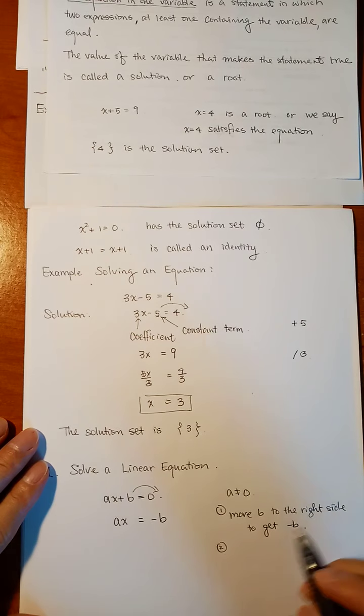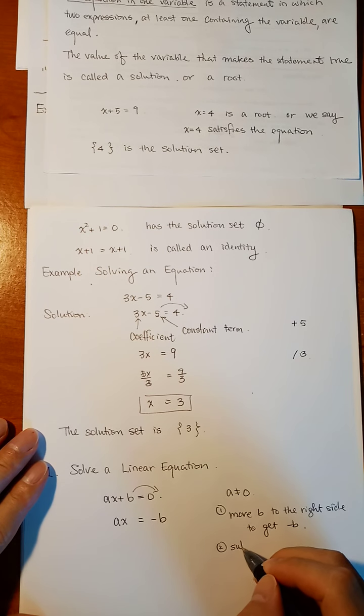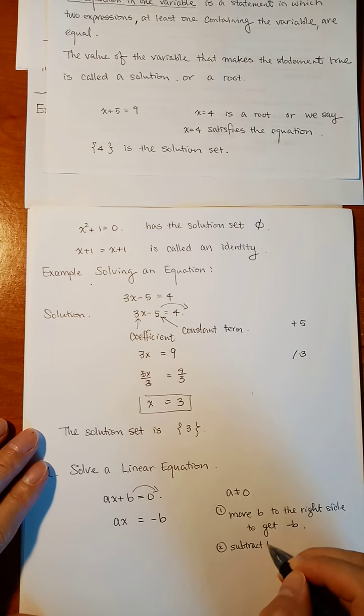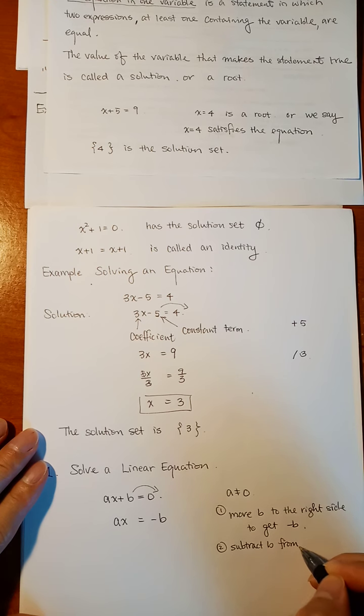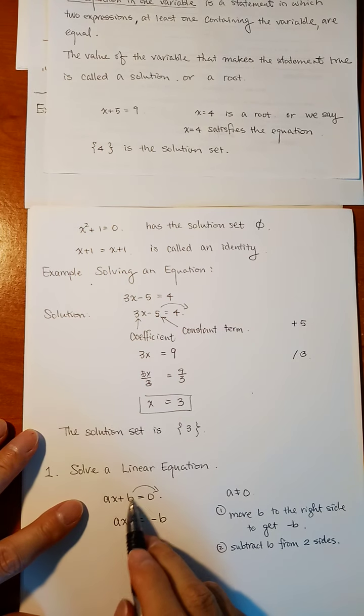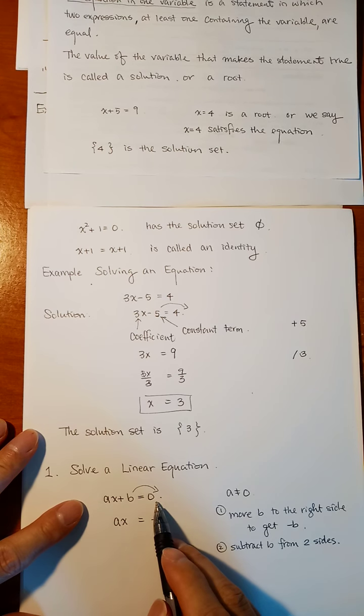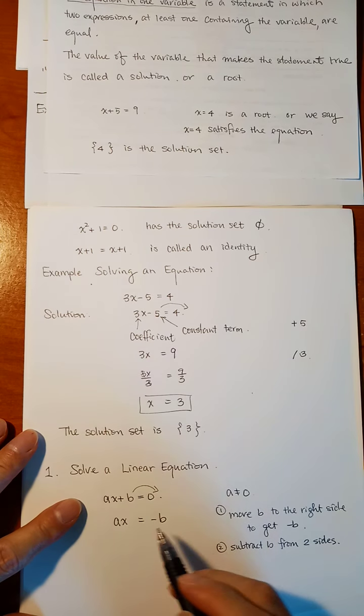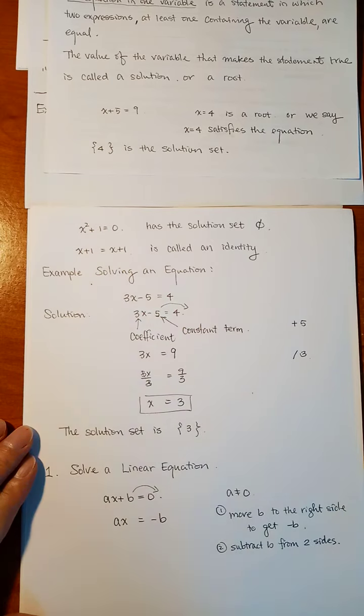A second way to explain it, subtract b from two sides. When subtract b from the left side, b cancels b. When subtract b from the right side, 0 minus b is negative b. So either way, two explanations about the same movement step.